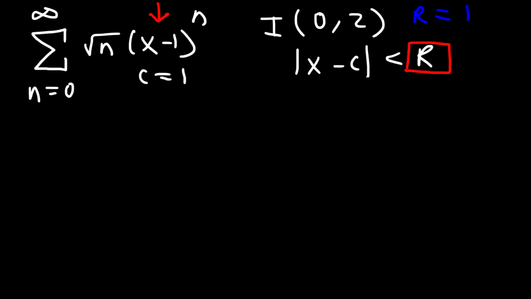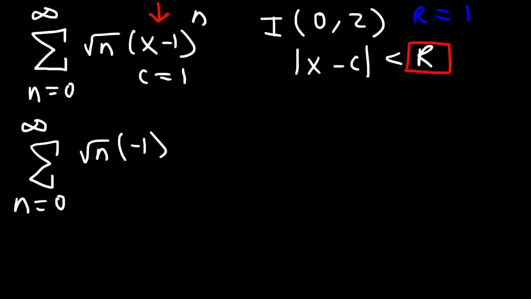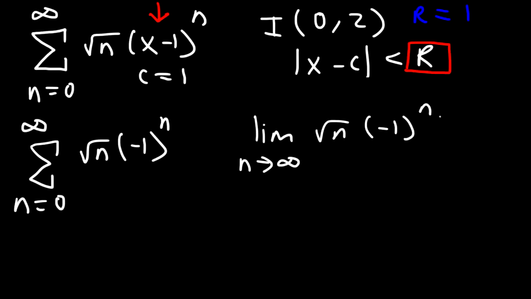Now let's check the endpoints. Let's start with 0. We're going to see if it converges when x is equal to 0. Starting with the power series, replace x with 0. So we're going to have the square root of n times 0 minus 1 to the n power, or negative 1 to the n power. Does the series converge in this form? What would you say? Well, a simple way is to try the divergence test. The limit as n goes to infinity of the square root of n times negative 1 to the n power.